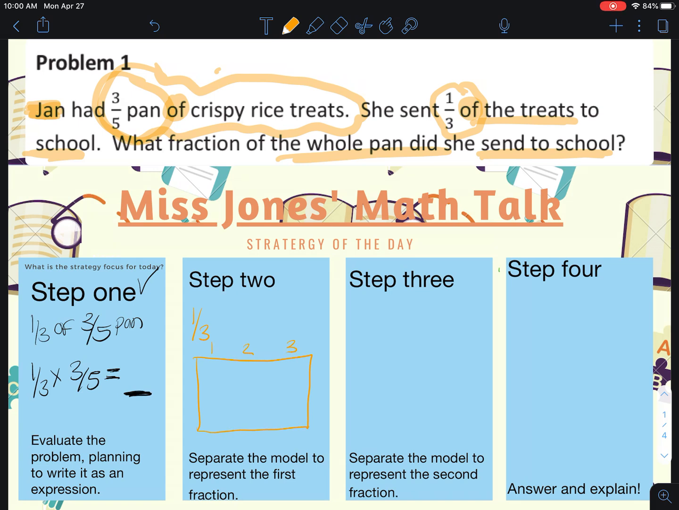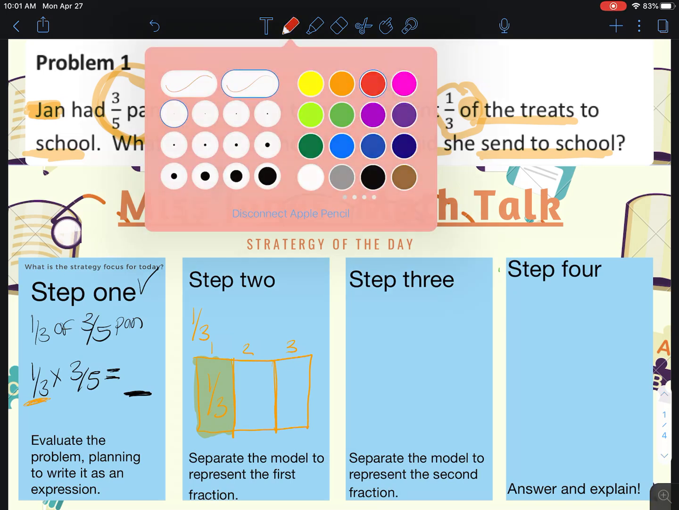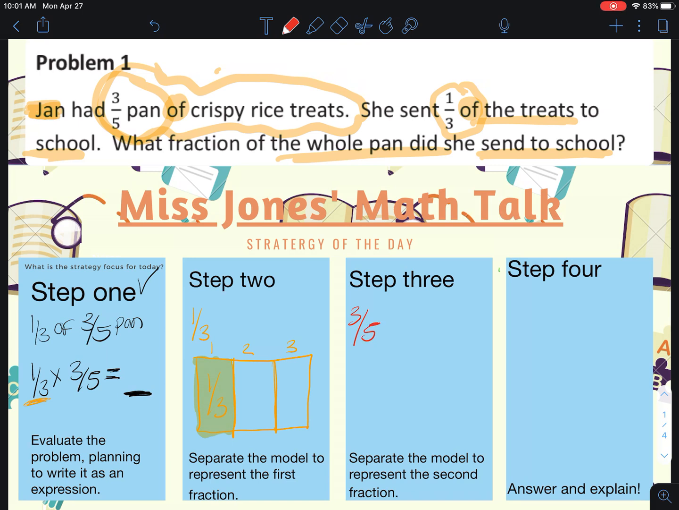I like to label all my parts to show all that I know. I know if I use 2 lines, I separate 3 portions. I'm going to highlight 1/3 because this model needs to represent 1/3, and I need to show that in my highlight, and I'm just going to label it 1/3. My model represents 1/3, which is my first fraction. All right, step 3, the model to represent the second fraction. So I'm going to draw a model to represent 3/5, which is my second fraction over here, 3/5.